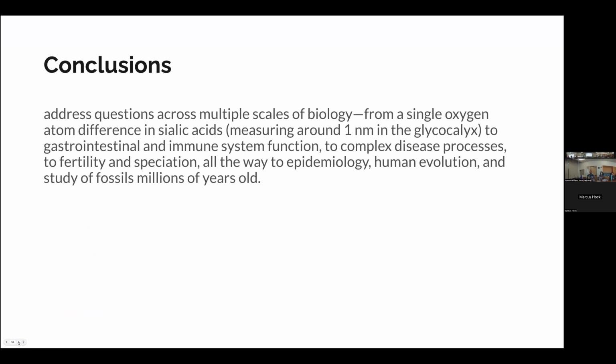And yeah, so I do think that with respect to scales of multi-scale biology, I'm looking at a single oxygen atom on a single sialic acid measured around 1 nanometer, and you might say, okay, this is a really tiny thing, but it ultimately leads to complex disease processes through antibodies, and leads to associations in epidemiology which we see with colorectal cancer and heart disease, human evolution, the study of fossils, and even climate science and planetary change. We know that what we're doing right now is not sustainable, and even if we stop all greenhouse gas emissions, the planet will continue to warm for another year.